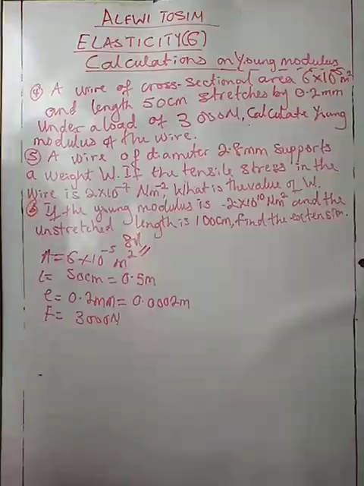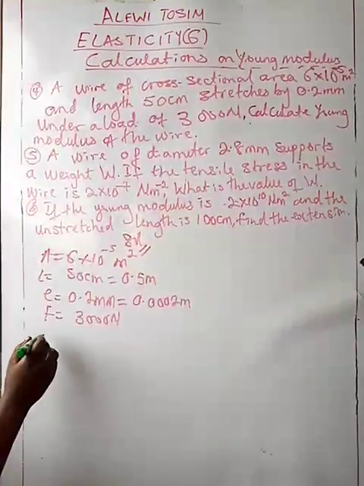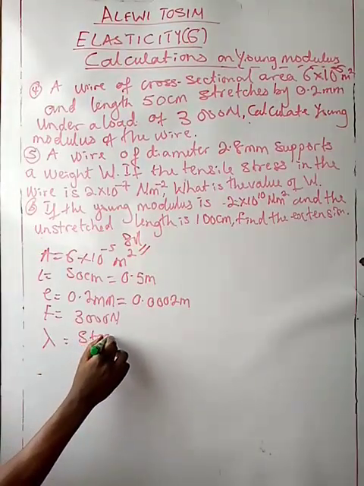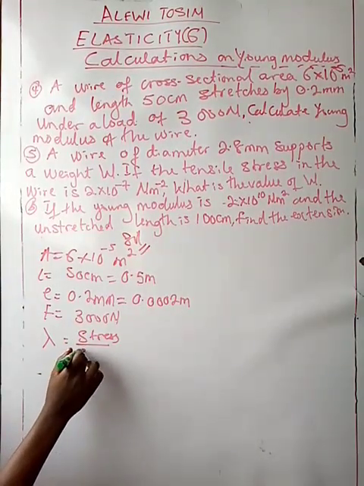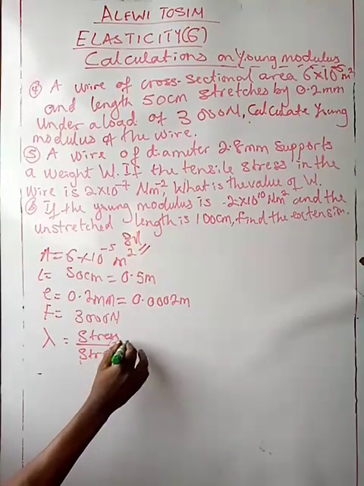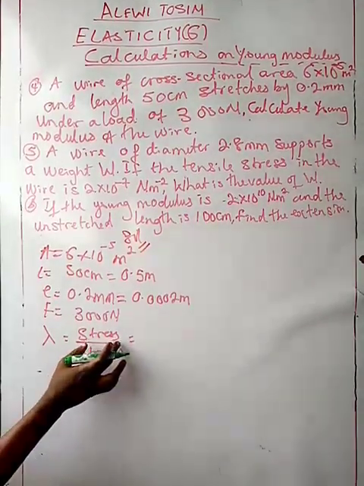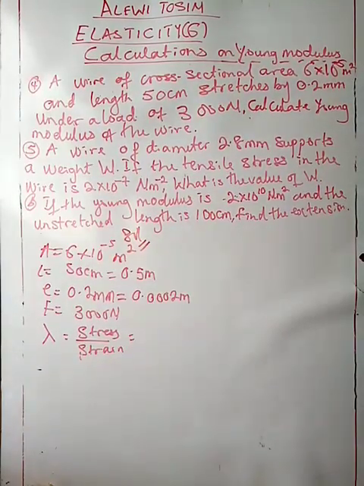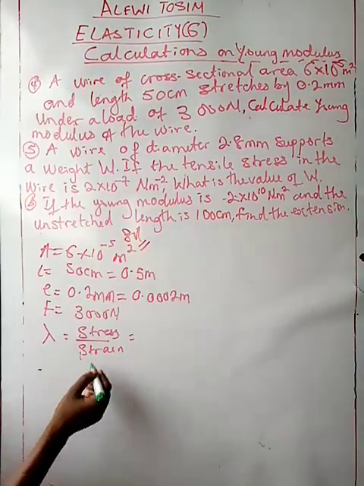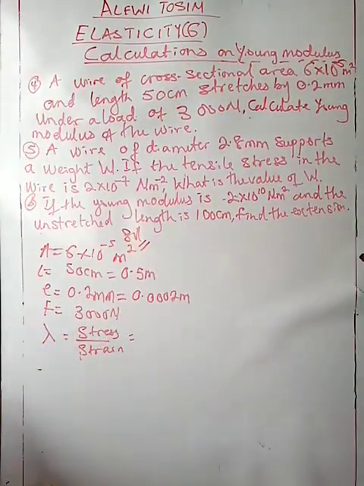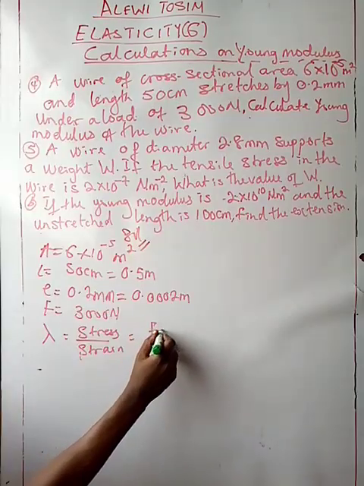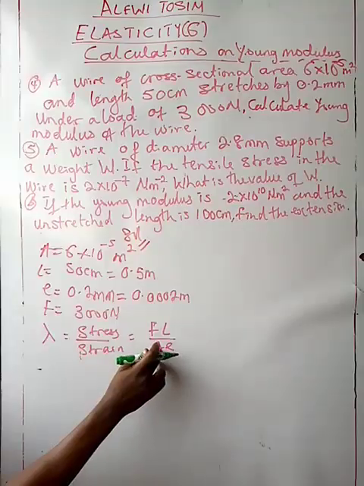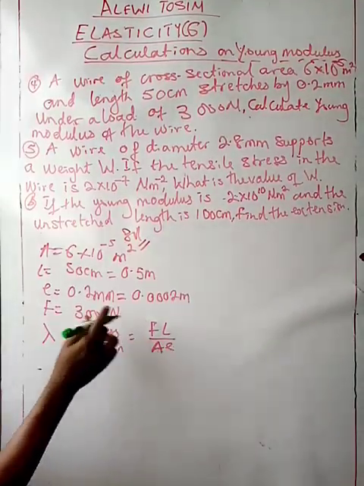So we are told to calculate the Young modulus of the wire. Young modulus is given as tensile stress over tensile strain. We can find our tensile stress, which is force over area, or our tensile strain, which is extension over original length. But we also derived the formula when we were treating Young modulus, that our Young modulus is force times length over area multiplied by extension. And we have all these givens here.